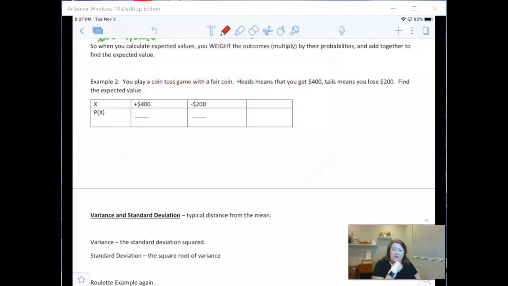It's a fair coin, so we are expecting it to be 50% of the time heads, 50% of the time tails. So half of the time it's heads, half of the time it's tails. Heads means that I get $400, tails means I lose $200. Is that a valid probability model? Each individual one is between 0 and 1. Yes, they add up to 1. It is a valid probability model. I can continue. All right, so we want to calculate the expected value of this.